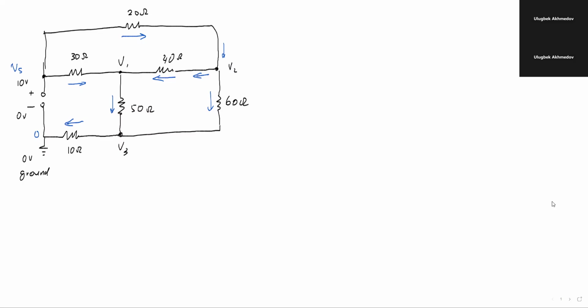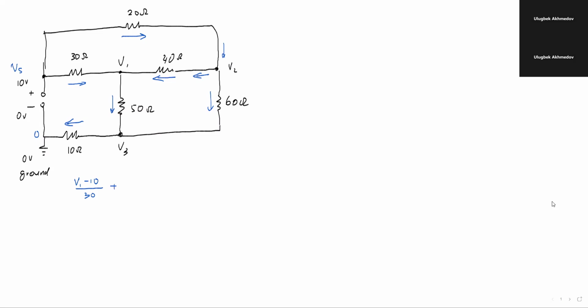All right, so we're going to try to solve this by using the junction rule for the current at points V1, V2, and V3. So at point V1, we have potential difference between 10 volts and V1. So it's going to be V1 minus 10 volts. And the potential difference will create current through the 30 ohm resistor.